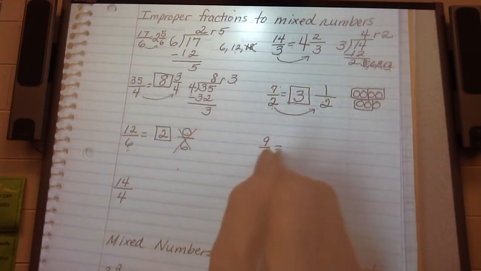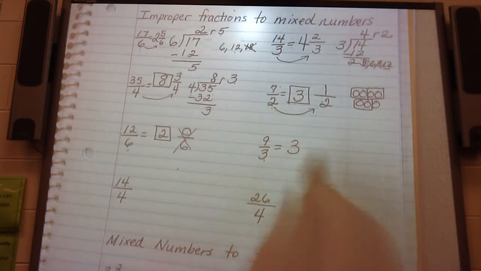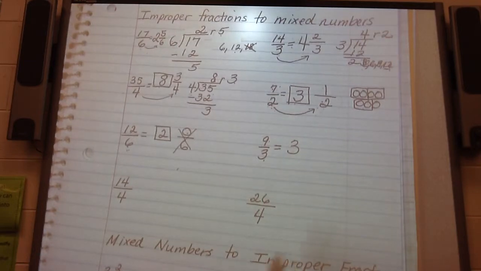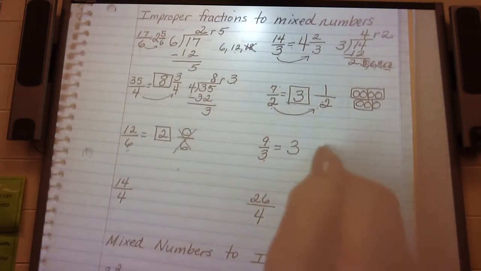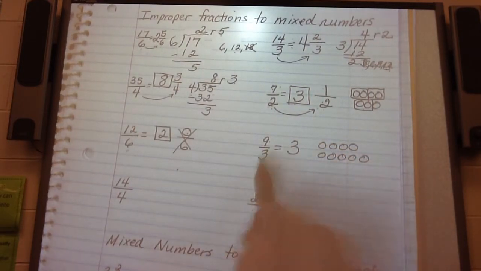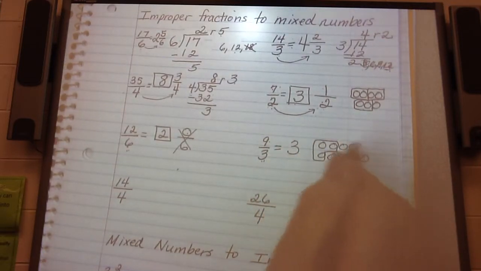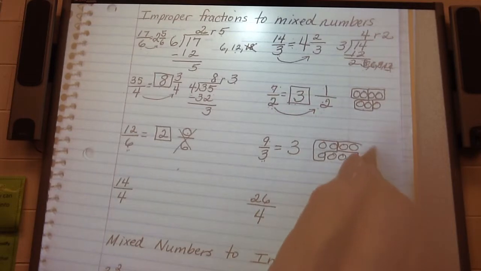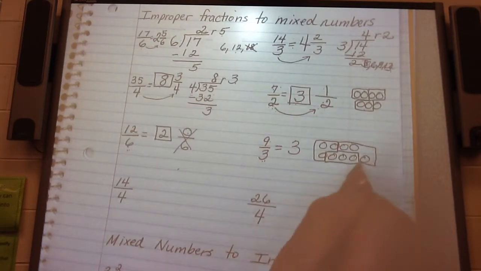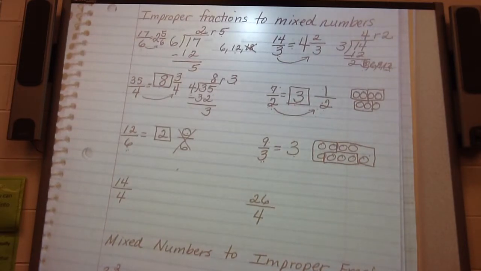Likewise over here, how many 3's can I make out of 9? I can make 3 of them with no leftovers. I'm going to use up all of the 9. So there will be no leftovers. If I had drawn this, it would look like this. And I would have made groups of 3, like this. And like that. So I'd have 1, 2, 3 groups. And there are no leftovers.